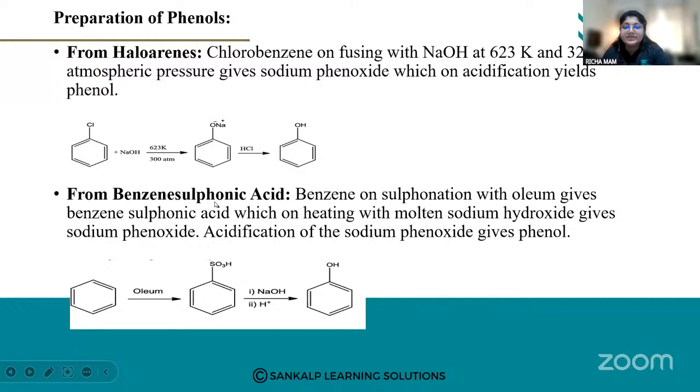Then from benzene sulfonic acid. Benzene you react with oleum, H2S2O7, and you get benzene sulfonic acid. This benzene sulfonic acid, when you treat it with NaOH, gives sodium phenoxide. Further acidification gives the phenol. So these are the steps to get the phenol.